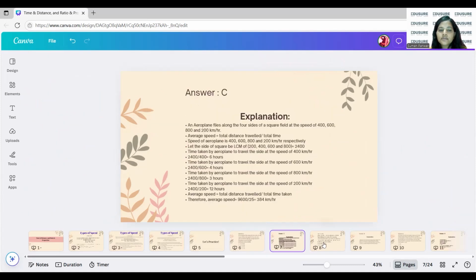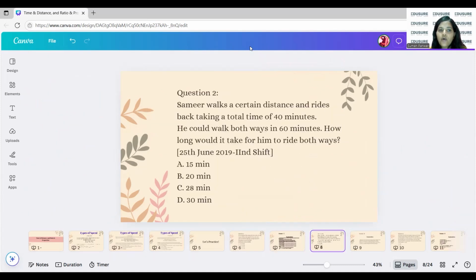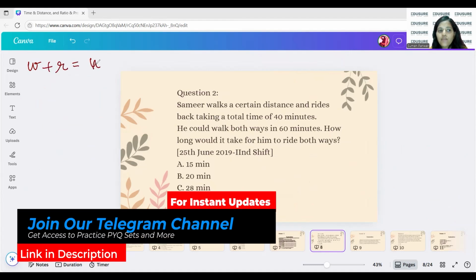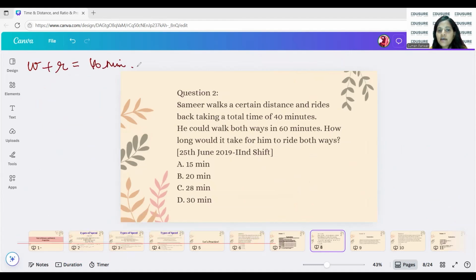Okay. Now, question number 2. Samir walks a certain distance and rides back, taking a total time of 40 minutes. So he walks and he rides and he takes a time of 40 minutes. Then he could walk both ways in 60 minutes. So he could walk and then walk again in 60 minutes. Okay. How long would it take for him to ride both ways?